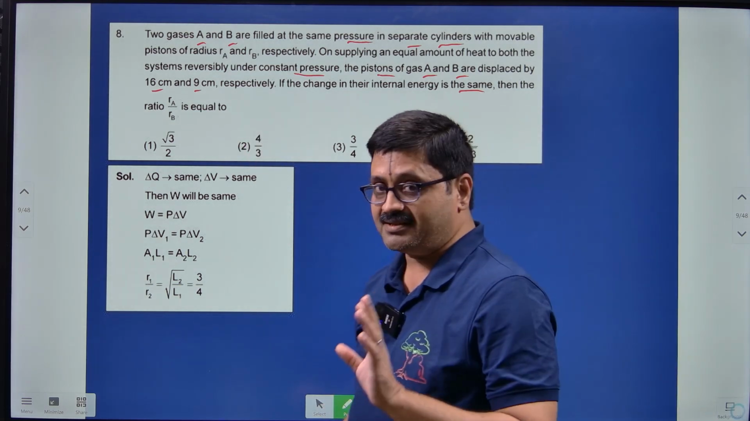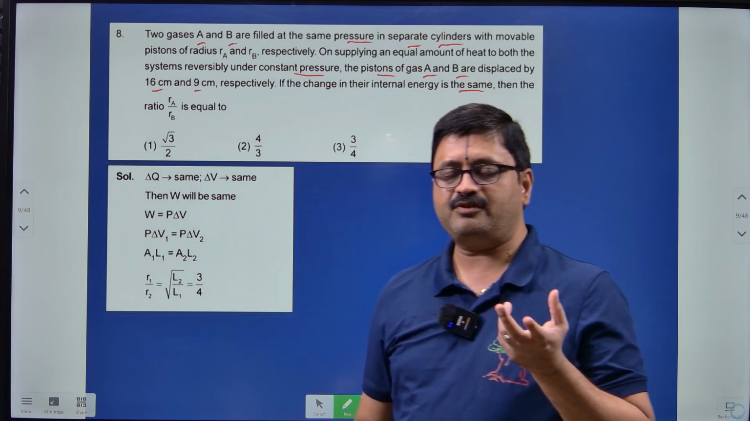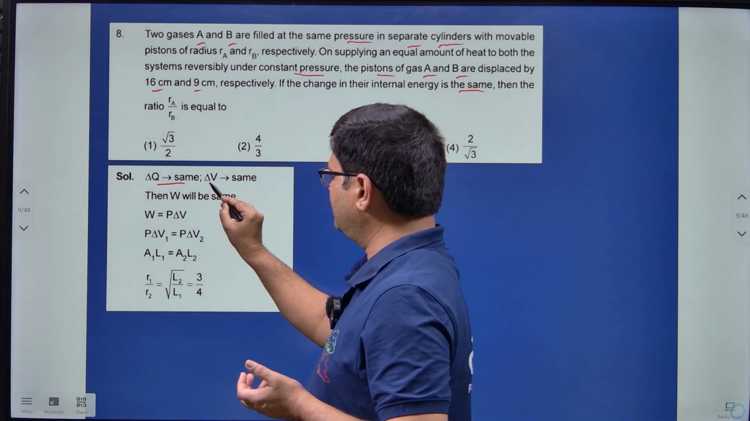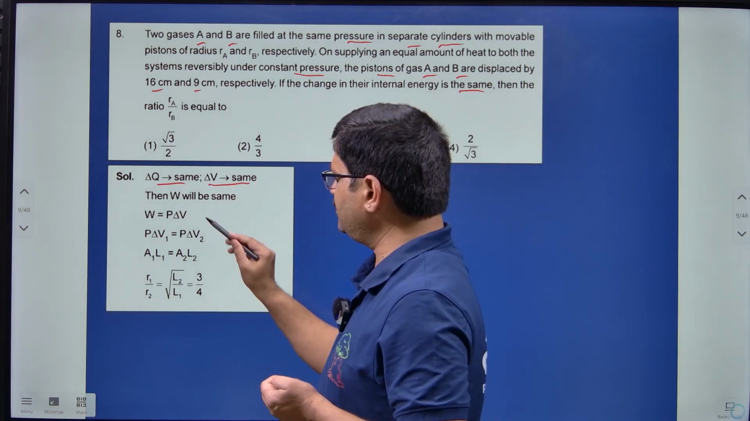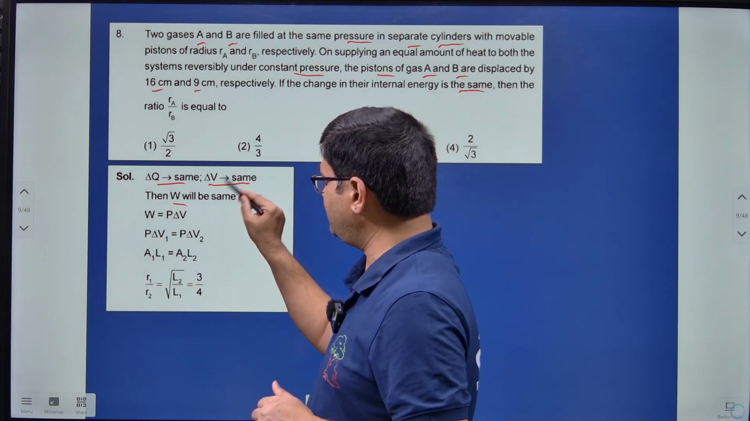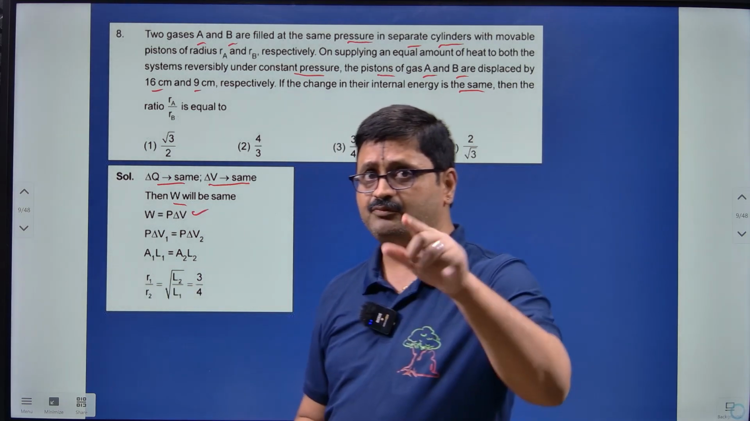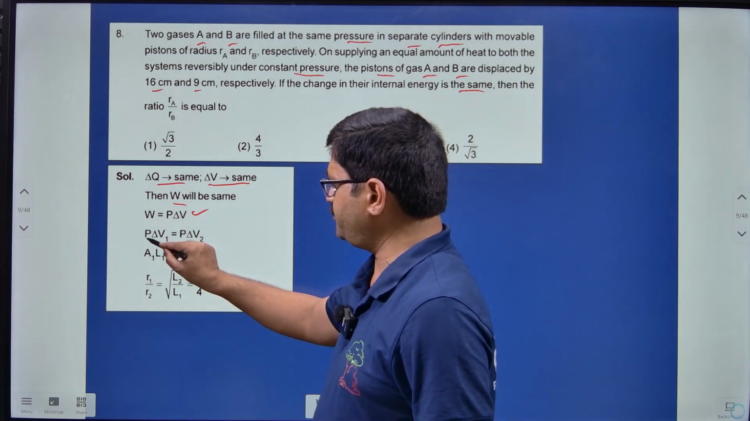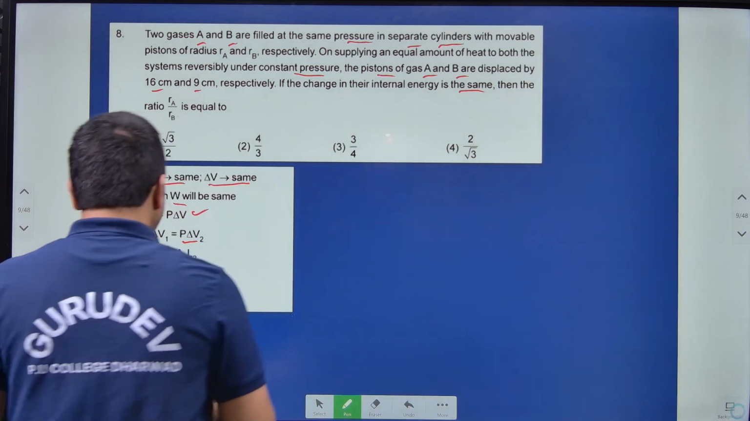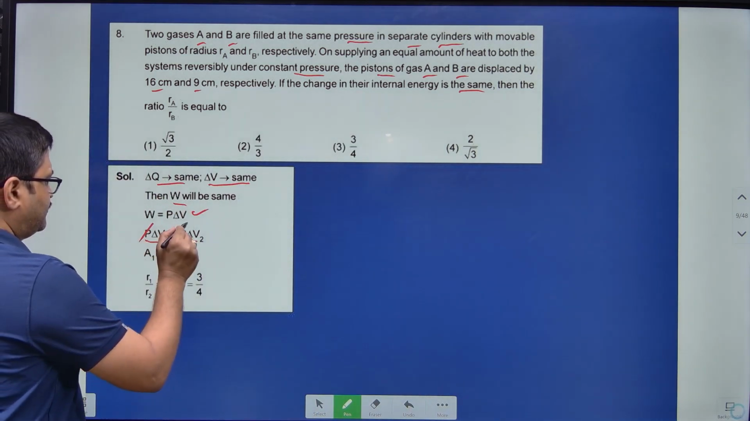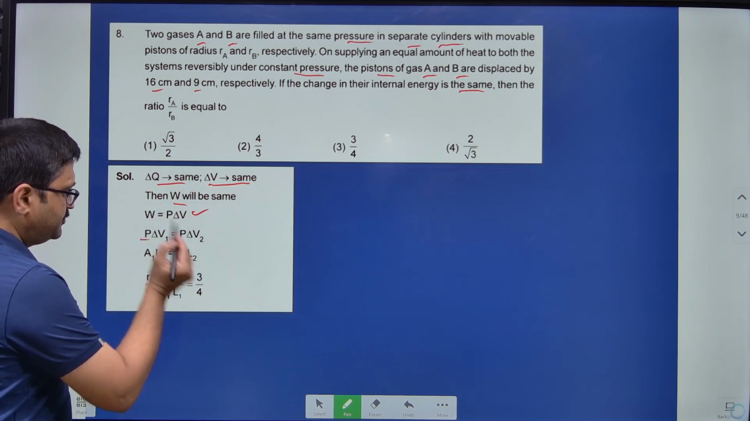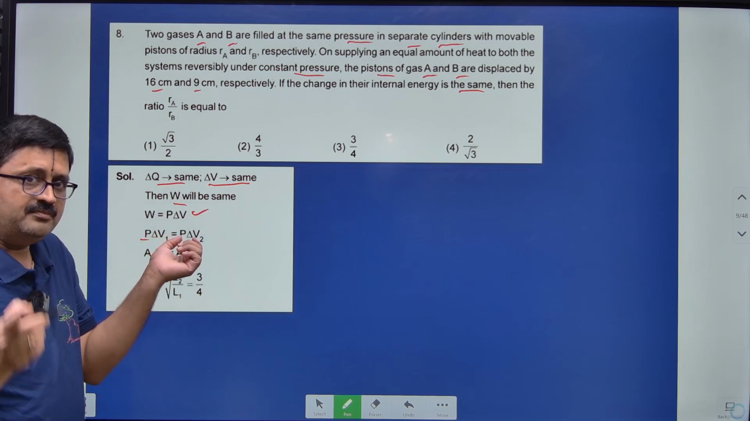In this case, we must make use of the first law of thermodynamics. Delta Q is the same here, and the change in internal energy is the same. So clearly, the work done W should remain the same, because of which P into delta V, the work done, is the same in both cases. So P into delta V1 equal to P into delta V2. P and P get cancelled off, so we are left with delta V1 equal to delta V2.